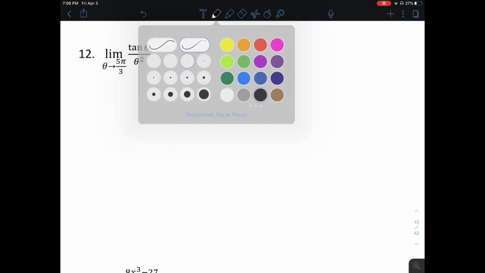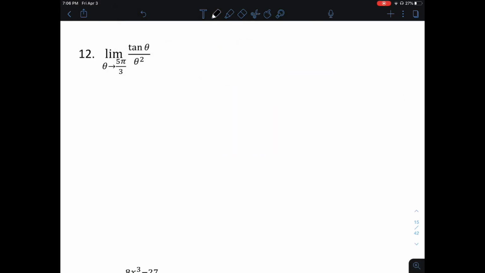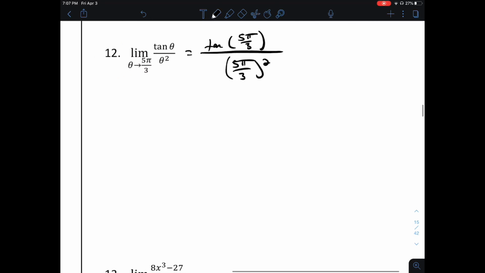Number 12. Direct substitution works for this one as well. There's nothing bad going to happen here. So we're going to have tangent of 5 pi over 3 over 5 pi over 3 squared. Remember, once you substitute this in for your variable, you do not write the limit notation anymore.